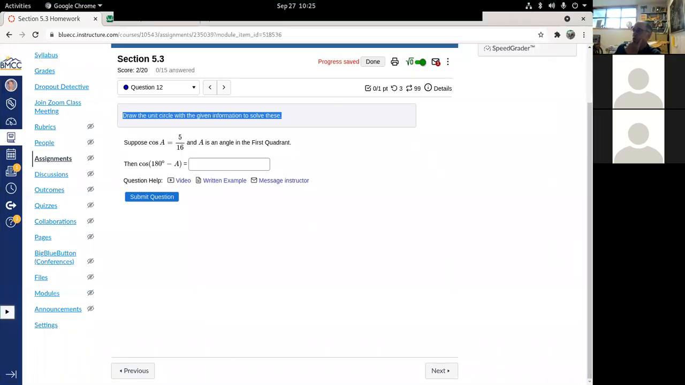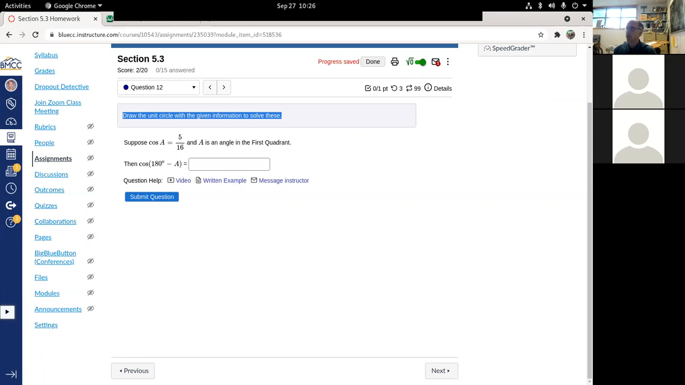So we have question number 12 in 5.3. Please draw a picture of the unit circle to solve this like I did earlier and before, and in the future, I will almost always draw a picture. So here we have the cosine of some angle A is 5/16, and A is an angle in the first quadrant. Then they say, hey, find the cosine of 180 minus A.